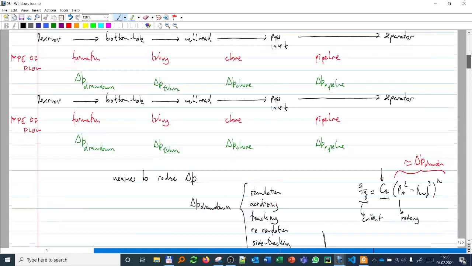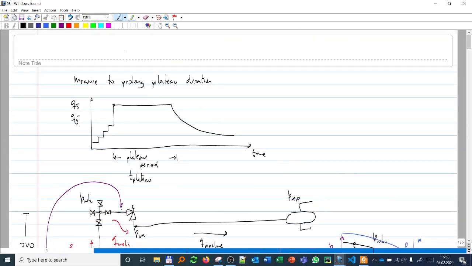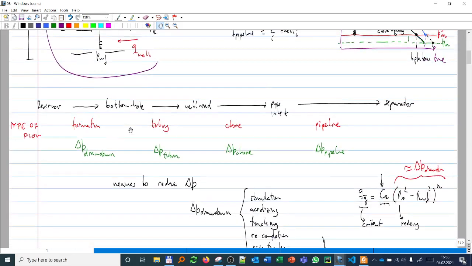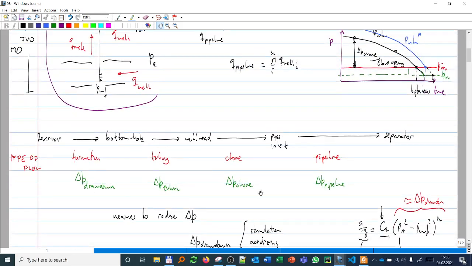non-desirable. Okay, so that's the end of this lecture. Measures to prolong plateau duration: a lot of considerations have to be taken, but essentially reducing the delta P along the system. I have some measures that I can apply for that. Some of them are more cost effective than others, and there are a lot of technical considerations to take into account.